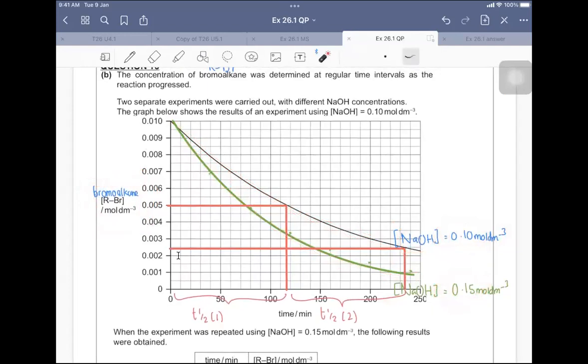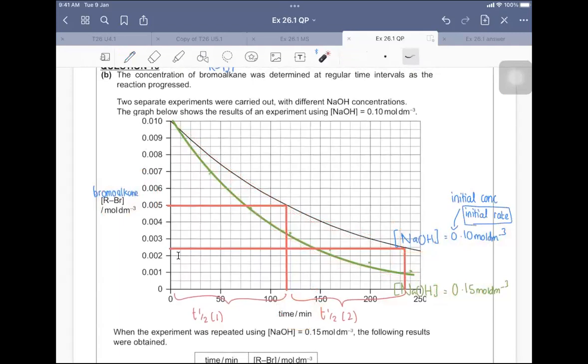Here's the tricky bit. Remember, this is concentration over time. You take the change in concentration over the change in time, you get the rate. But what rate? Not just any rate. This concentration is the initial concentration of sodium hydroxide. Therefore, you must use initial rate.